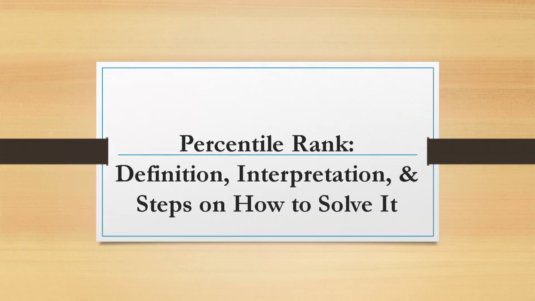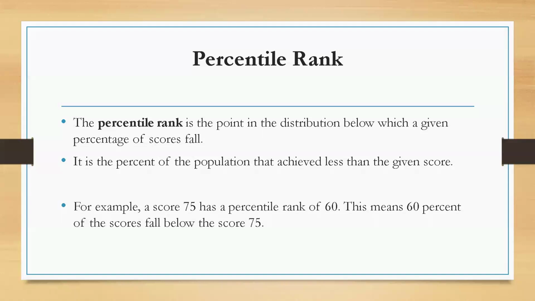Percentile rank is the point in the distribution below which a given percentage of scores fall. It is the percent of the population that achieved less than the given score. For example, a score of 75 has a percentile rank of 60. This means that 60% of the scores fall below the score 75.